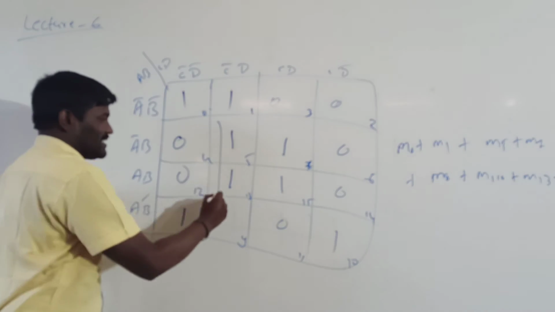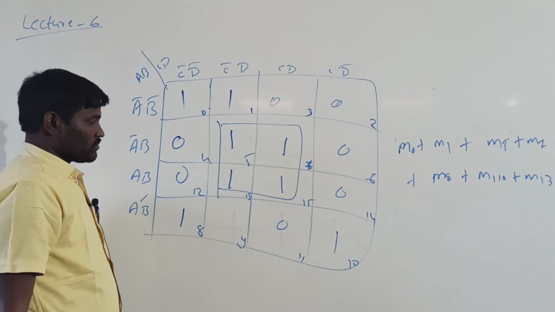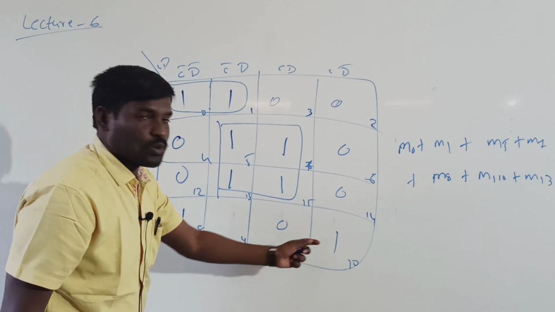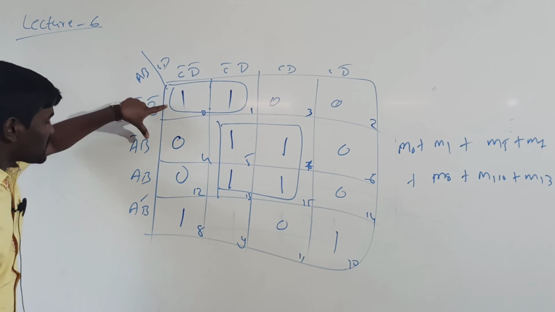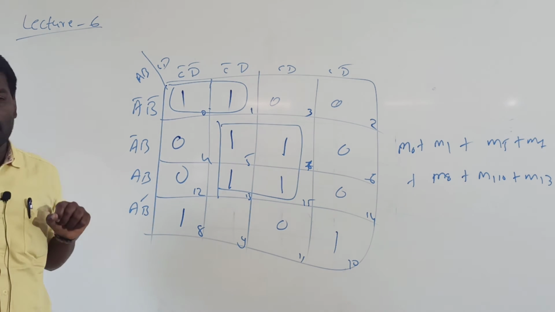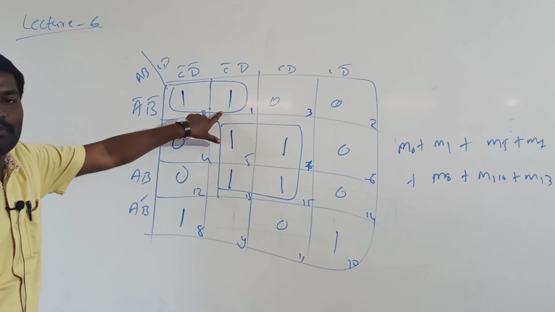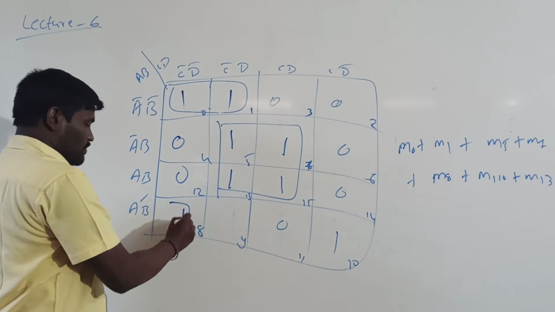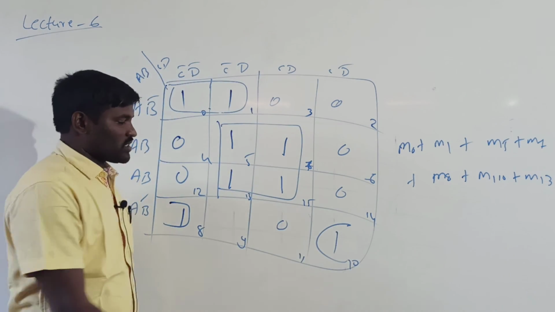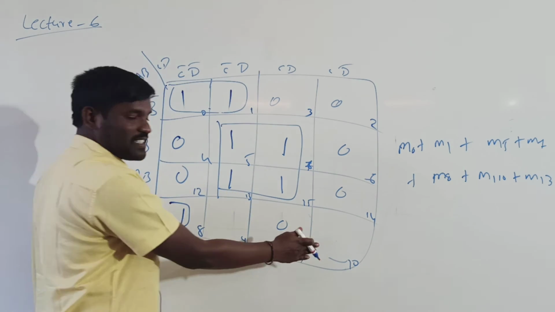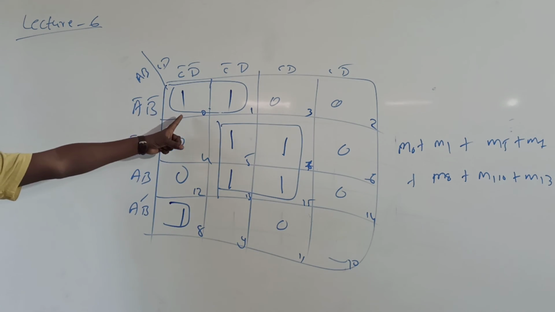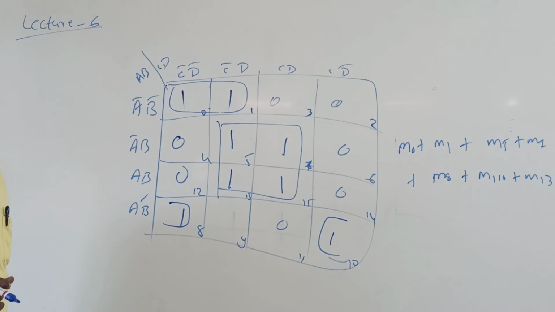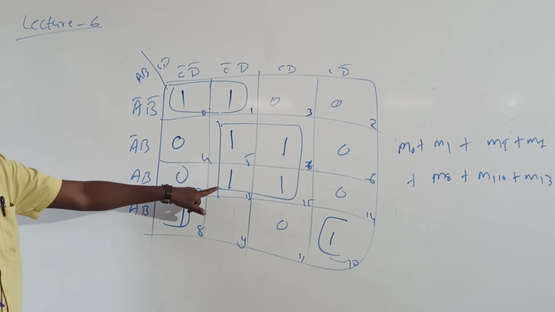See here, obviously this is the quad. And see here, this is the pair. What about these two? Don't make first and fourth a pair, because this one is already paired with another one. Suppose this one is not present, then you can pair with this one. Otherwise, don't duplicate the values. This one is the quad.